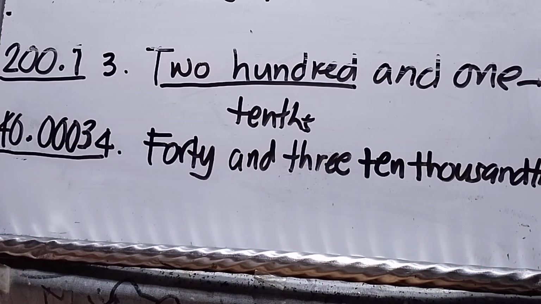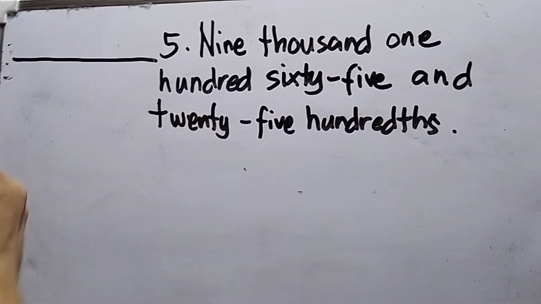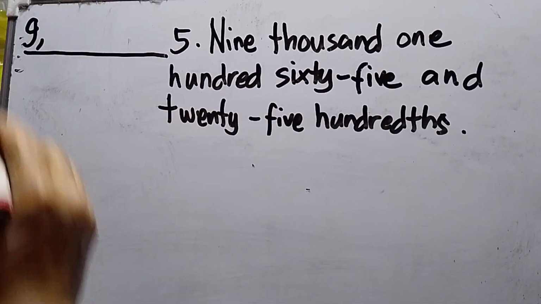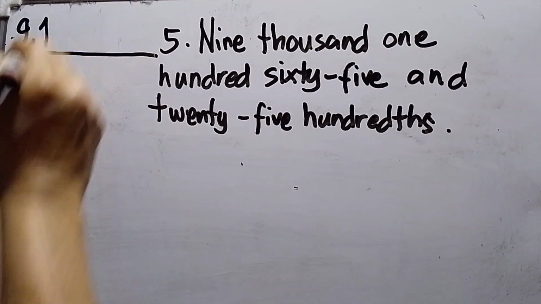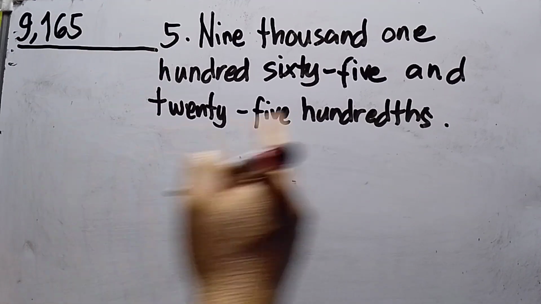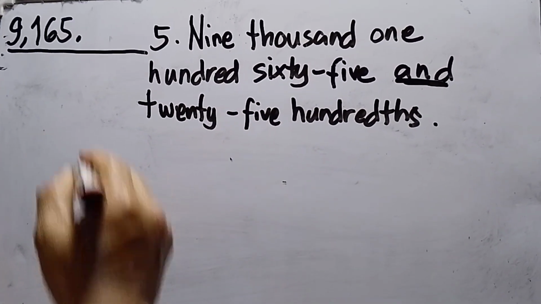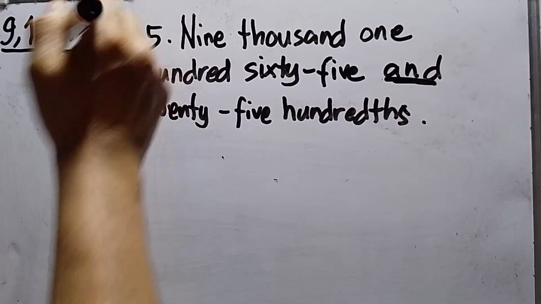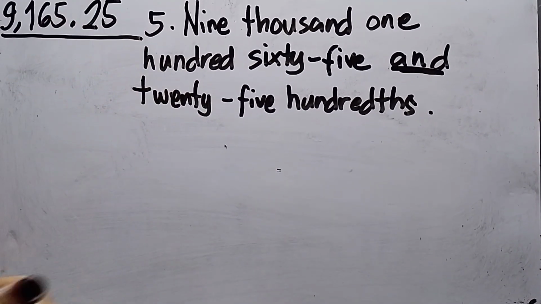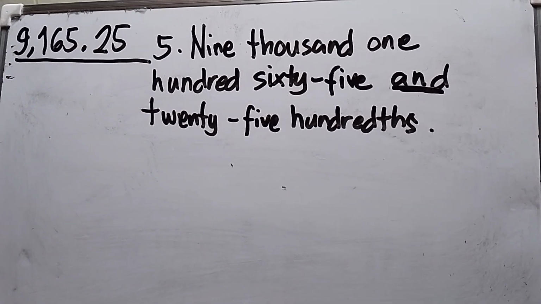Now let's go to number 5. The word form is 9,165 and 25 hundredths. So 9,165 is a whole number, and this is the dot, and 25 hundredths. So this will be 9,165.25. Now let's move to letter B, or the second part.